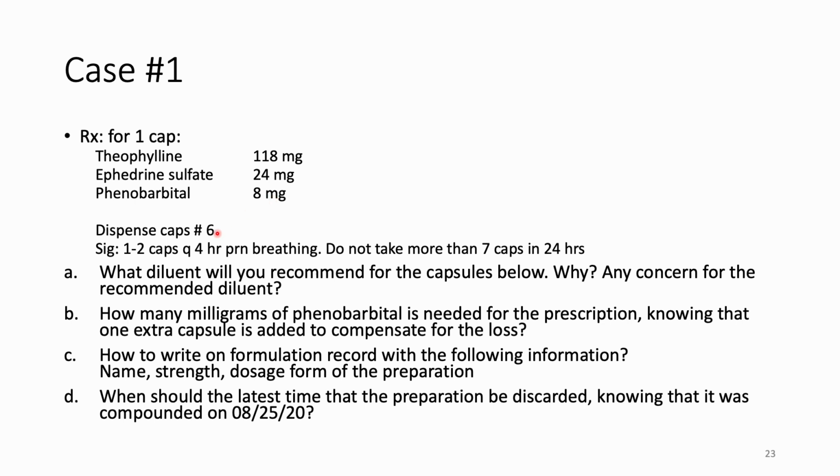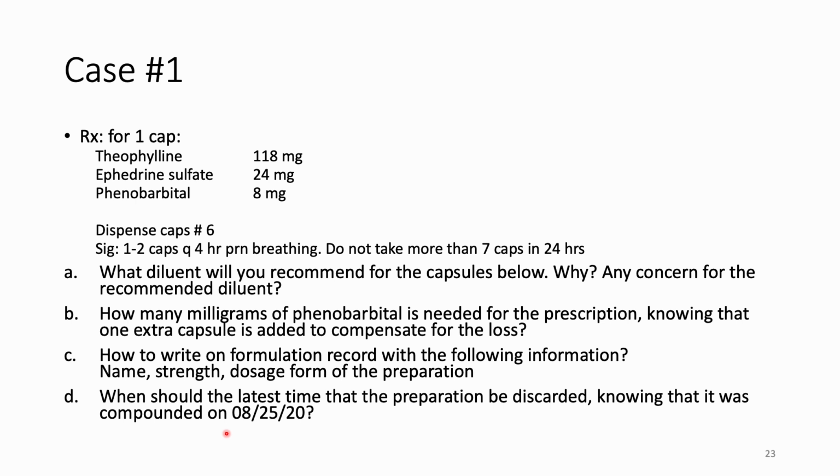Because here you dispense 6 capsules, you need to add 1 to compensate for the loss. That means the amount you calculated for phenobarbital should be enough for 7 capsules. How do you write the formulation record with the following information: name, strength, dosage form of the preparation? For the name, you use the API name, and the strength of each one. For the strength of a capsule, remember each capsule is a unit dose. So how do you write the strength? You will think about the whole amount, or percentage, or concentration. And the dosage form is apparently an oral capsule.